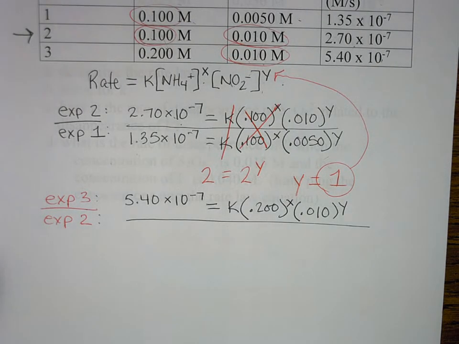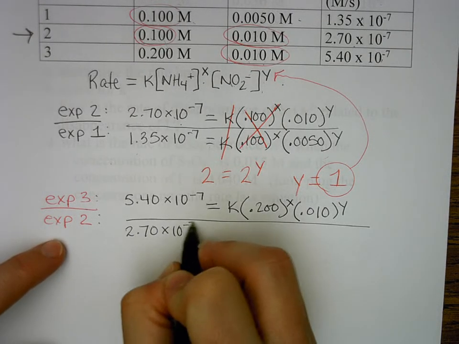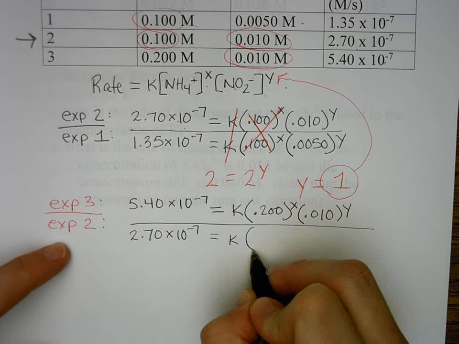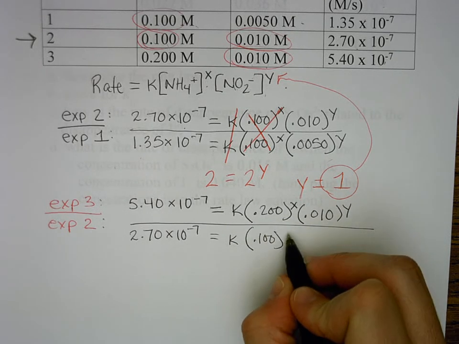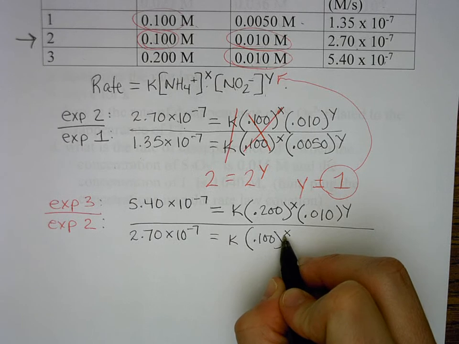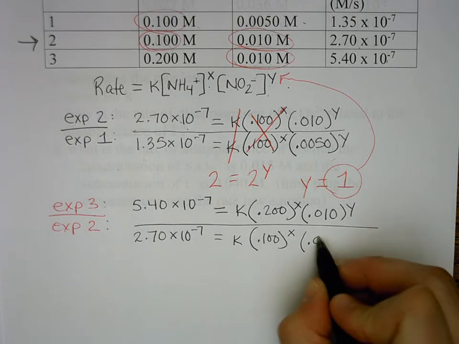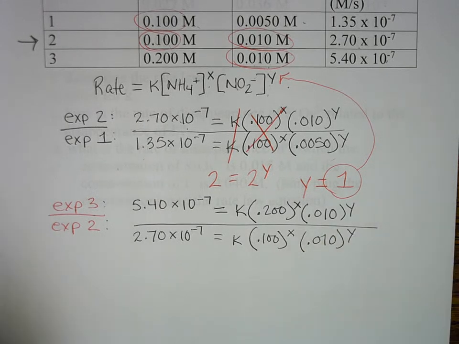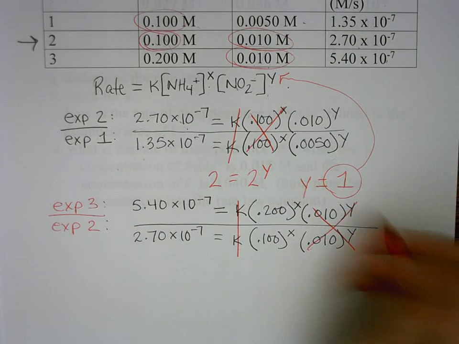experiment 2 stuff. So for experiment 2, my rate is 2.70 times 10 to the negative 7 equals K. The concentration of NH4 is 0.1, that's to the X. And then my initial concentration of NO2 is 0.01 to the Y. So now different things cancel. K's still cancel, but now the Y stuff cancels out. So I can solve for the X.